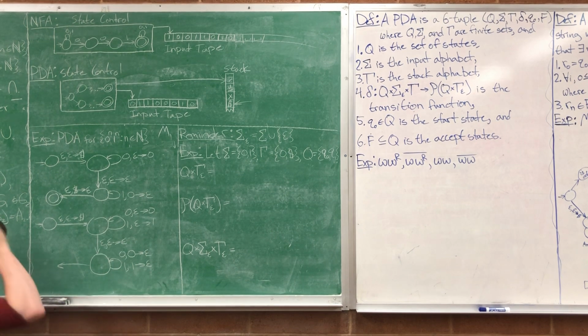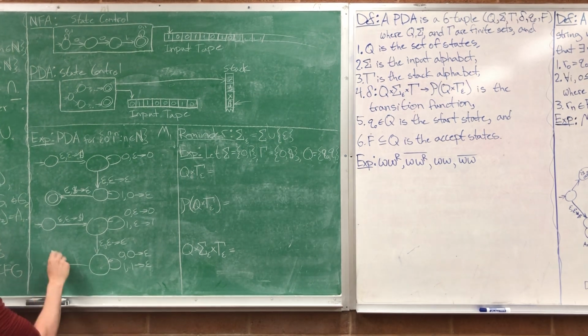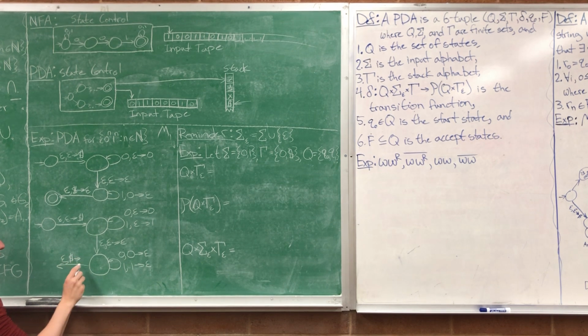Otherwise, we didn't get the exact same string 2 times. Otherwise, we probably misguessed where the middle was. So then, we only come here if all that's left on the stack is a $ sign, and then finally, here's our accept state.